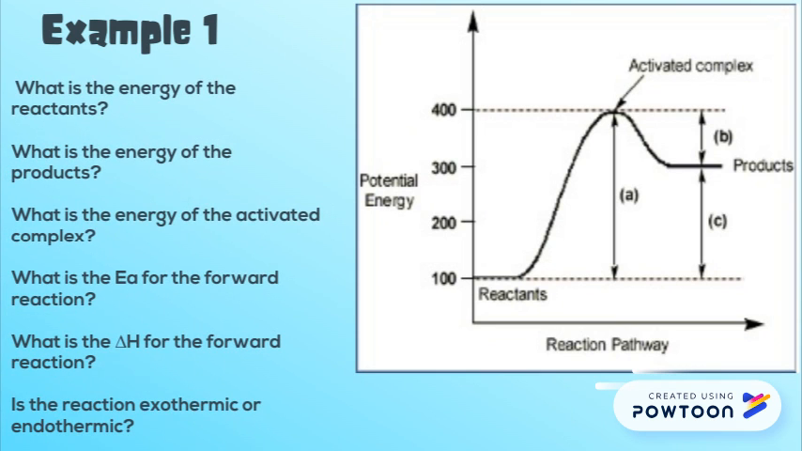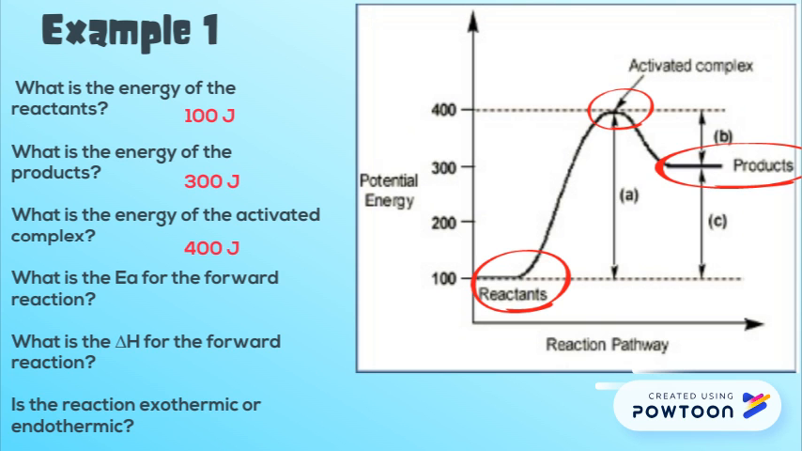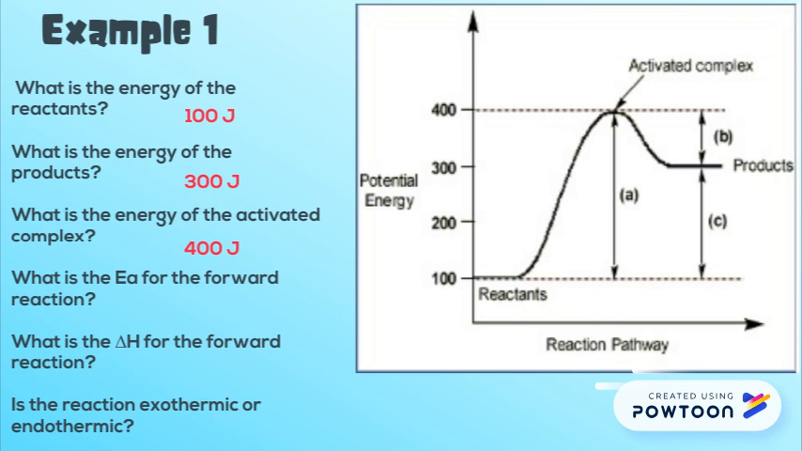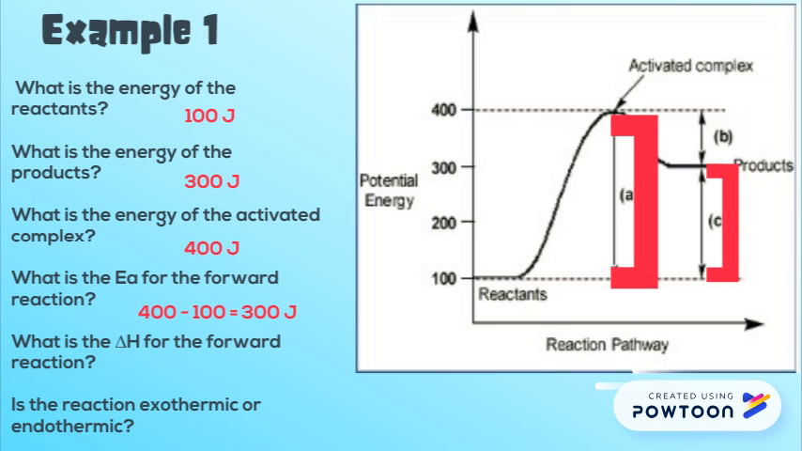For example number 1, we are first asked to identify the energy of the reactants, products, and activated complex. Reactants are located on the left with an energy of 100, activated complex at the top with an energy of 400, and our products on the far right with an energy of 300. Next, we need to calculate our activation energy, which, if you remember, is the difference between our activated complex and our reactants. So we take 400 minus 100 to get 300 joules. Our delta H is our difference between our products and our reactants. We would subtract 100 from 300 to get 200 joules.